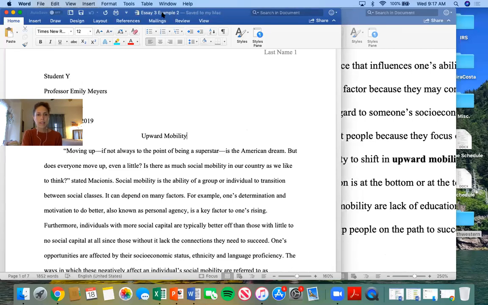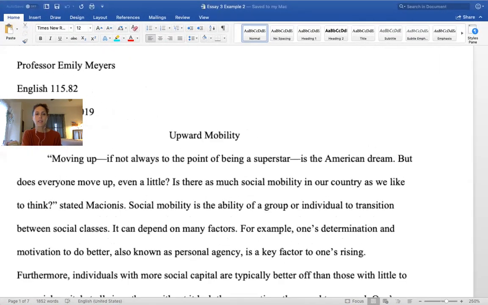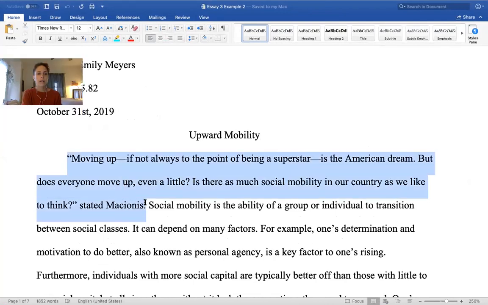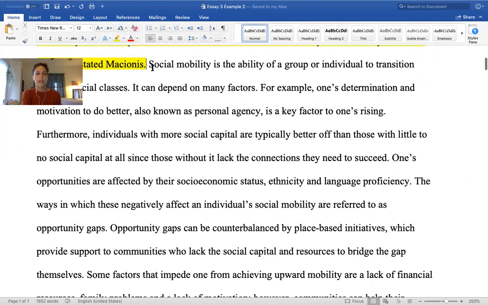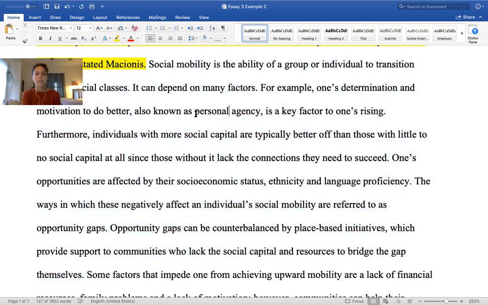For the second social mobility example, I'll show you what it looks like to synthesize instead of just list. Okay, so we have our hook right here, right? Then we have our background information here. So we can see social mobility is the ability. So we have this definition immediately. We have personal agency. So we see that this person said, for example, one's determination and motivation to do better, also known as personal agency, is a key factor to one's rising, which is great. Social capital, great, great.